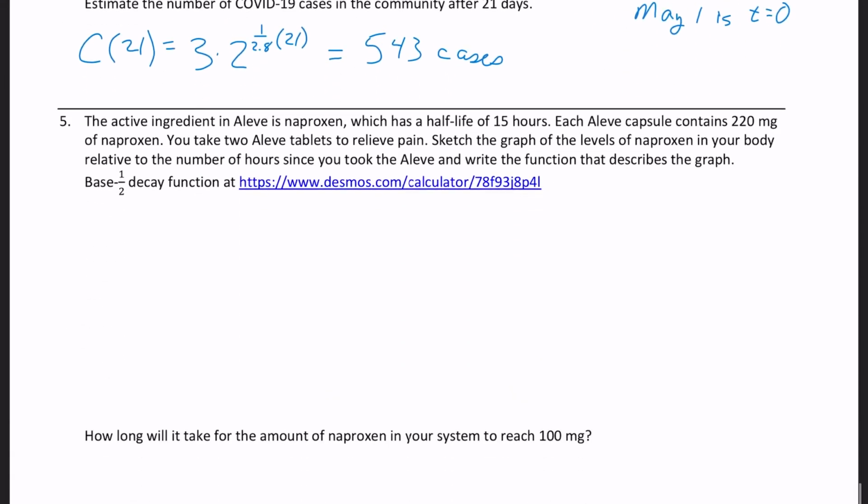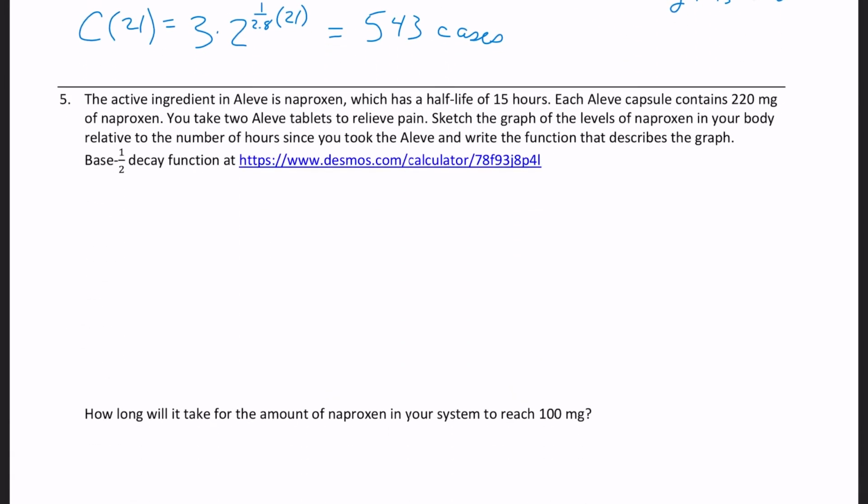So one more problem. The active ingredient in Aleve is naproxen, and it's sometimes called an NSAID, a non-steroid anti-inflammatory. It has a half-life of 15 hours. You take them in 220 milligram capsules, and if you take 2 capsules, you'll have 440 milligrams in your body. And it's a decay curve because every so long, the amount of naproxen is cut in half in your body.